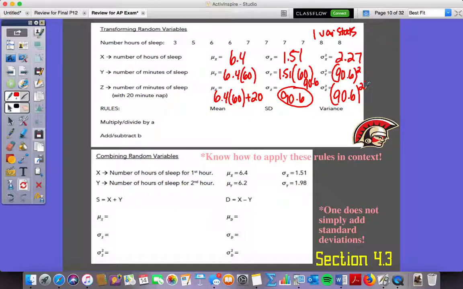So the mean is affected by everything. Standard deviation is not affected by adding or subtracting, and neither is variance. Y'all tracking on that, how I did that?